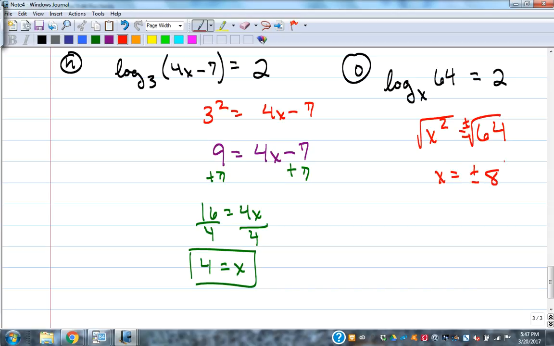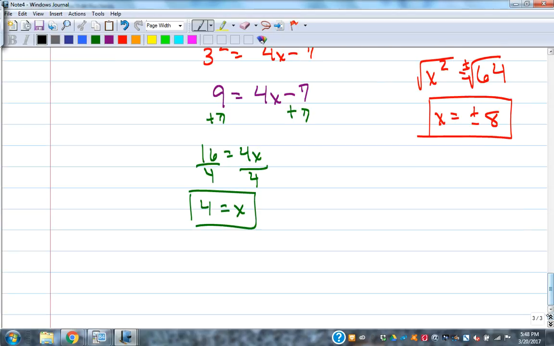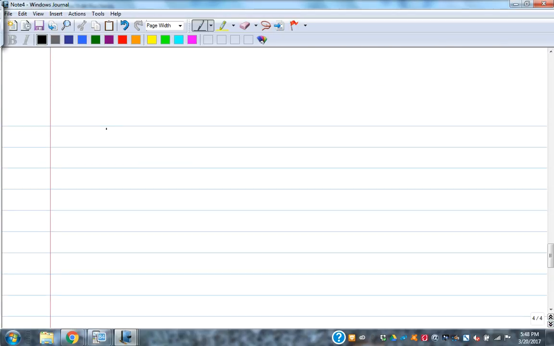Plus or minus 8, right? It's okay to have a negative base. You just can't have a negative inside of the log. So both of those answers work. You do need to check your answers on these as you're getting them. It's not necessarily something where you're going to throw out a whole lot of answers, but you do need to check them. We need to do one where it doesn't work out real nice so that you've seen that.